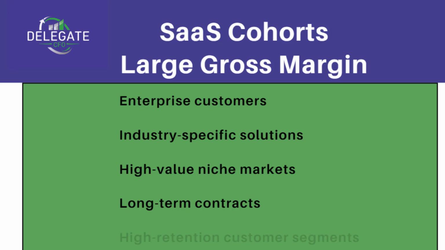And then obviously high retention customer segments, customers that have a high likelihood to remain subscribers for extended periods of time usually will generate a higher gross margin. Again, this is because of the lower cost associated with retaining those customers. Now, it's essential to note that certain large gross margin customers will vary depending on the SaaS platform and the targeted market that you're going after.